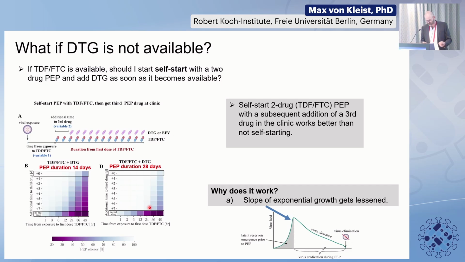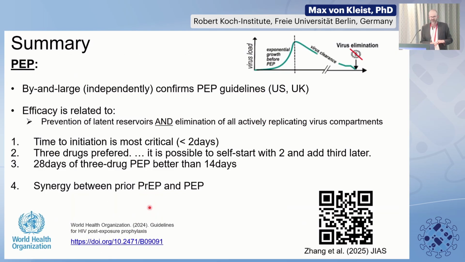And yeah, so this also went into the guidelines. So basically it's advisable, if not all the 3 drugs are available, to self-start with the 2 drugs and then get the 3rd drug later on. So in terms of PEP, our modeling here by and large confirmed these most recent guidelines from the US and the UK. There's some twists to it.